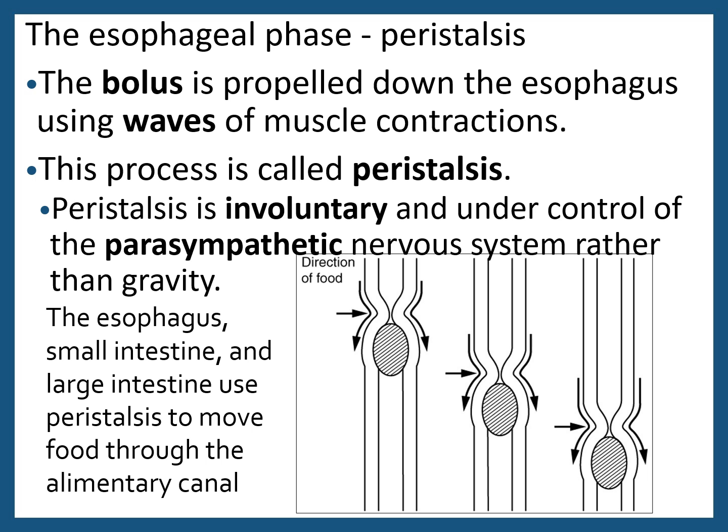When the bolus does reach the lower end of the esophagus, the lower esophageal sphincter will relax to let the food pass into the stomach. And this is under control of the parasympathetic nervous system, the peristalsis contractions.